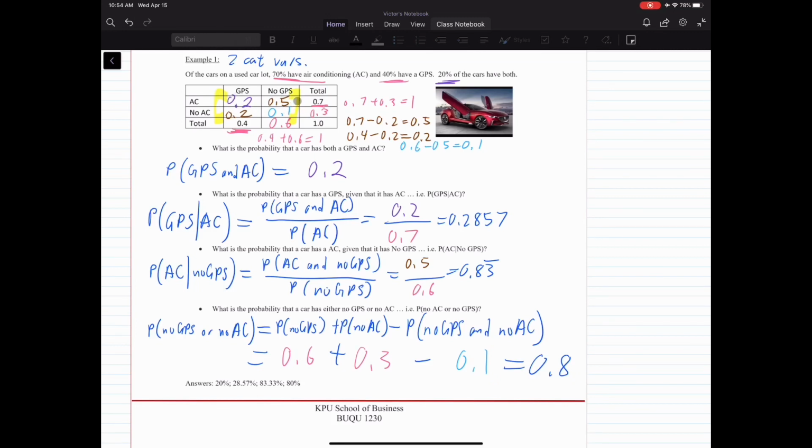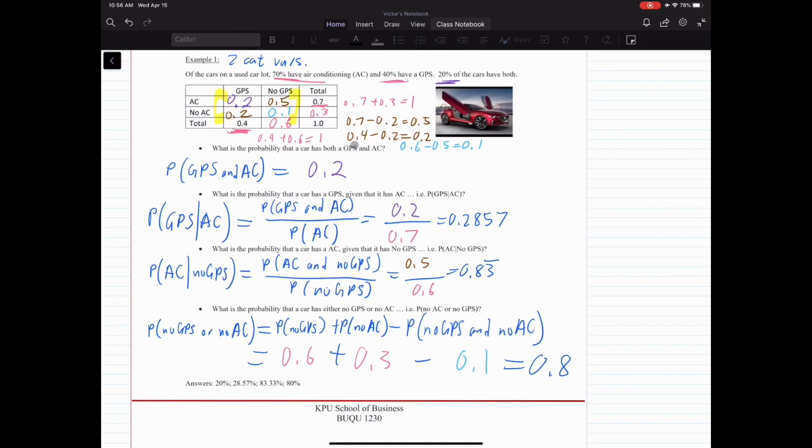We're going to look at the probability of AC and no GPS, which is 0.5. How we get the 0.5 is that all the cars that have AC are 70%, and within all the cars that have AC, 20% of the cars have GPS. So within the cars that have AC, the remaining 50% will have no GPS. We take the 0.7 minus the 0.2 of the AC cars that have GPS, and that gives you the 0.5, which represents the remaining 50% of the cars that have AC but no GPS.